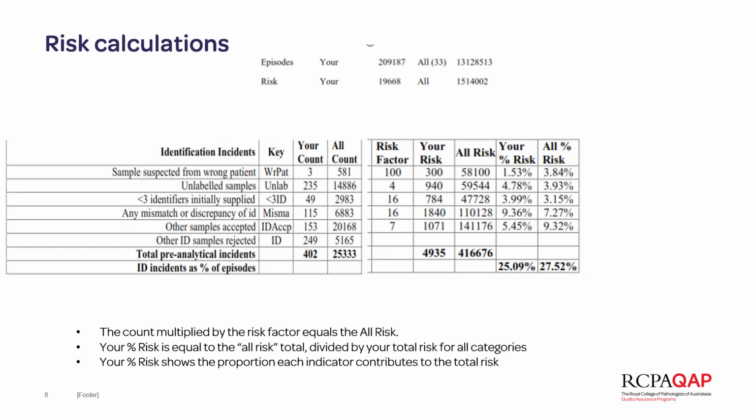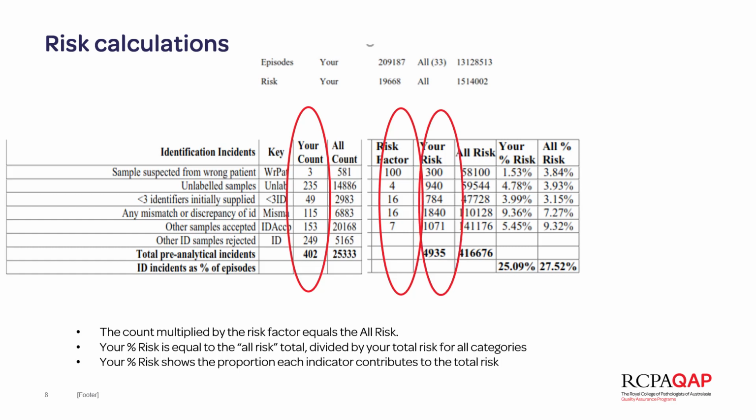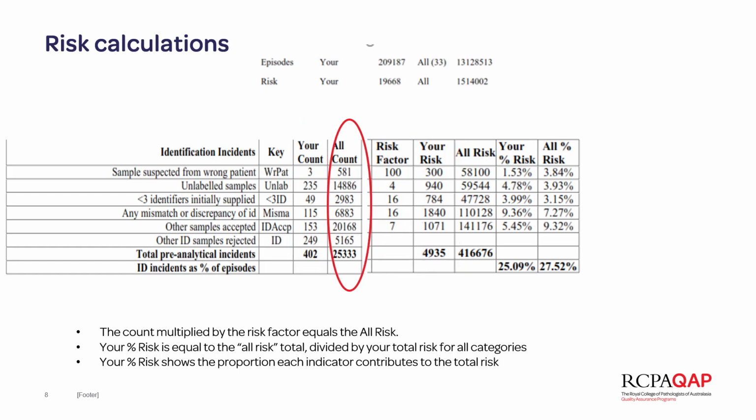The risk factor for each indicator is shown as part of the frequency/risk table. To calculate the risk for each incident, the risk factor is multiplied by the count. This is reported as your risk. The all risk calculation is the same, but uses the total frequency for each indicator, called all count, multiplied by the risk factor and reported as all risk.